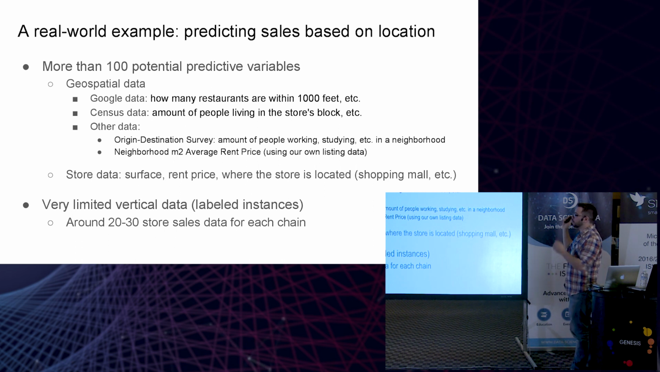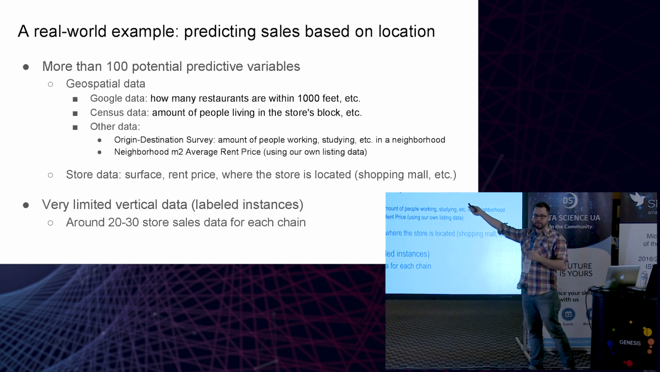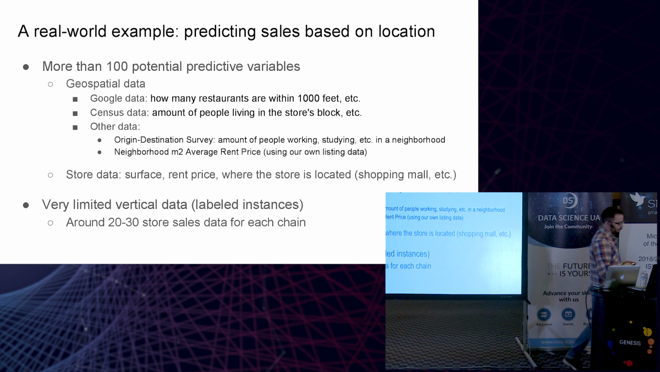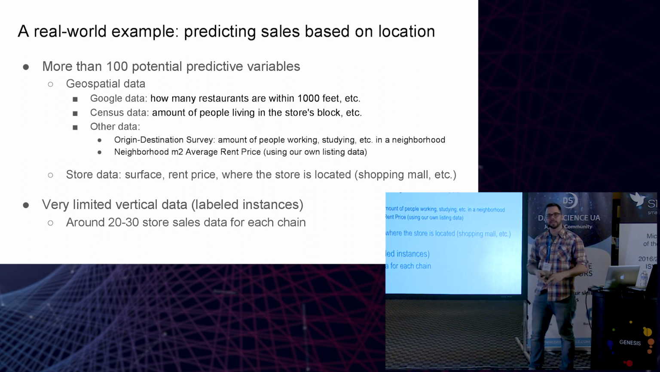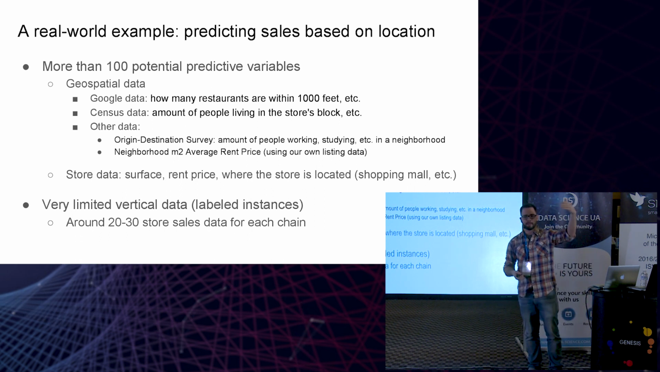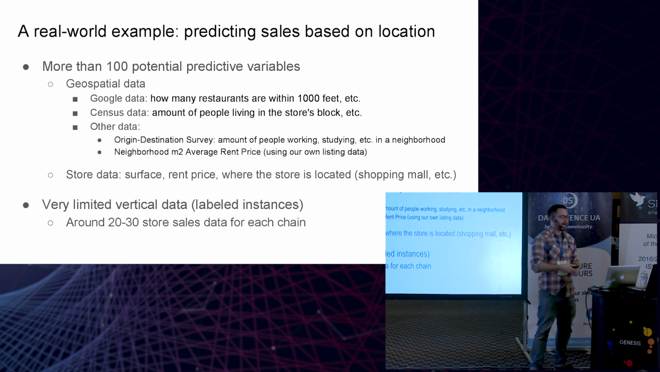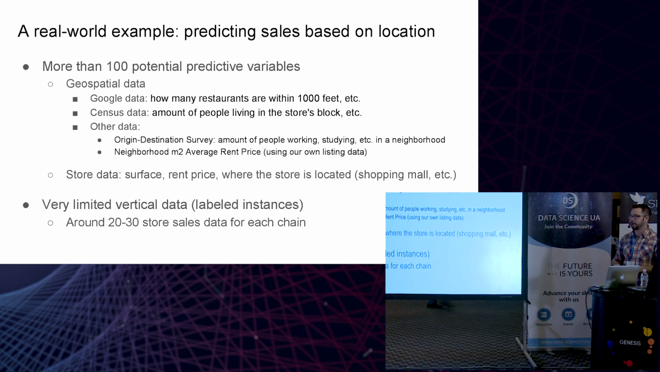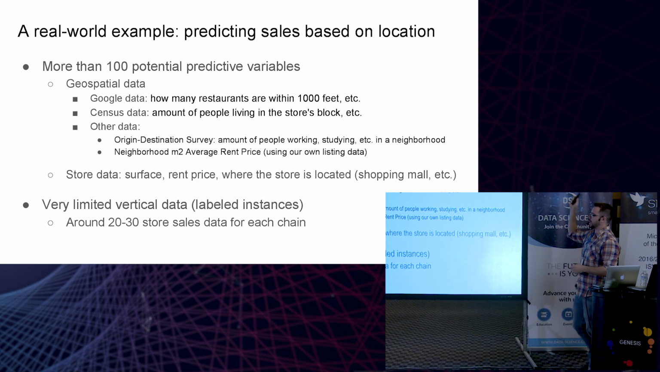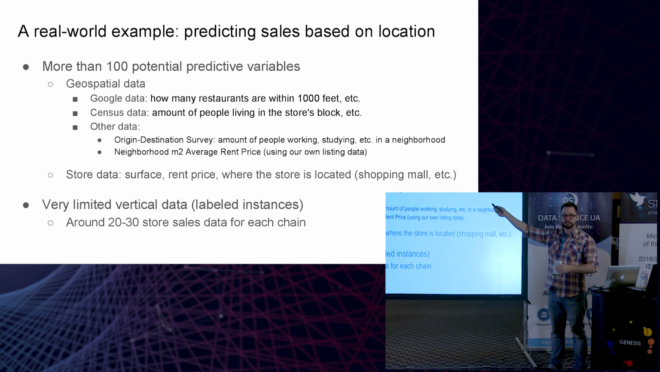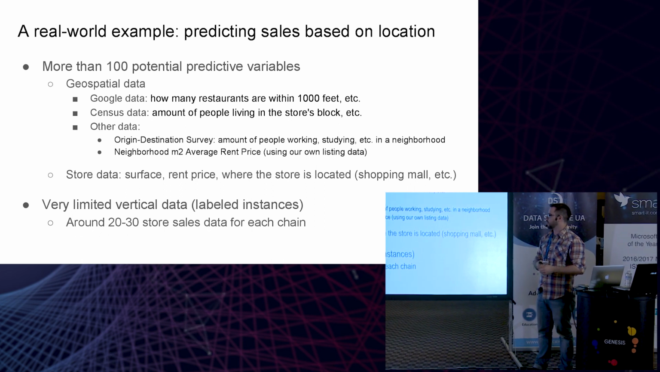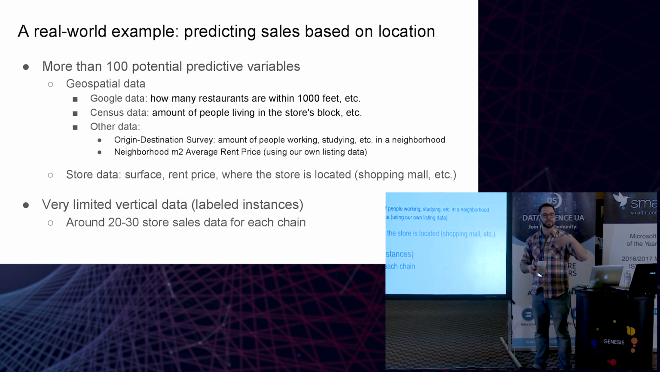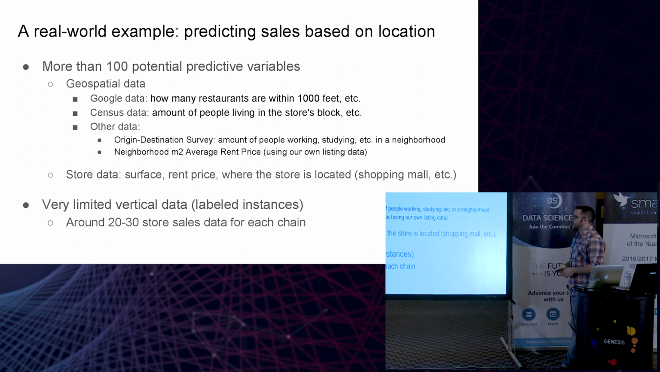We had, for example, a lot of Google data. This is public data, by the way. There's an API where you can ask questions like, how many restaurants are within 200 feet, 500 feet, 1,000 feet? How many bars are in the neighborhood? How many hospitals, and so on. So just from Google data, we had at least 100 features. We also had some national census data: how many people are living here, what's the income, and so on and so forth. And we have other data.